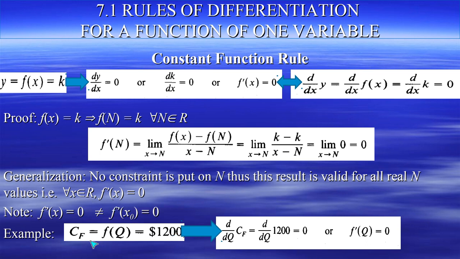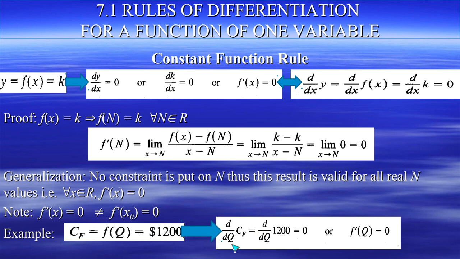An economic example would be a fixed cost function. The fixed cost function, denoted by CF here, is a function of the quantity produced or quantity sold, f of q, which is equal to, say, $1,200 in this case. Is it important? Of course it is important, because if the fixed cost of doing something is high, then it may hinder us from entering this market. So fixed costs are important.